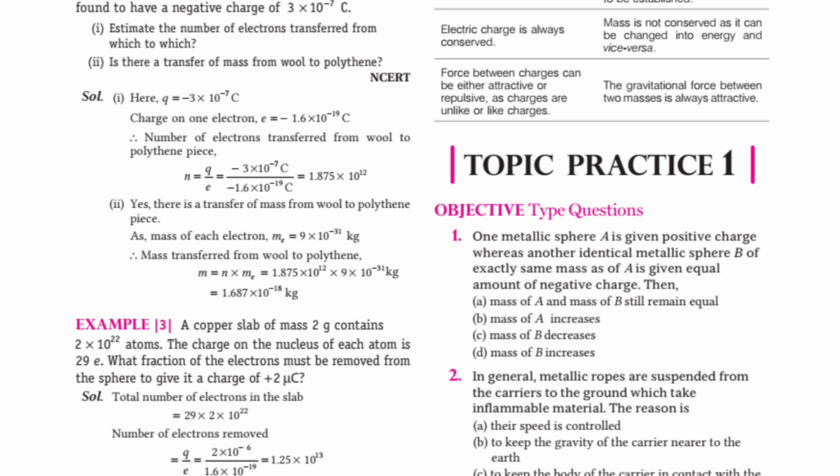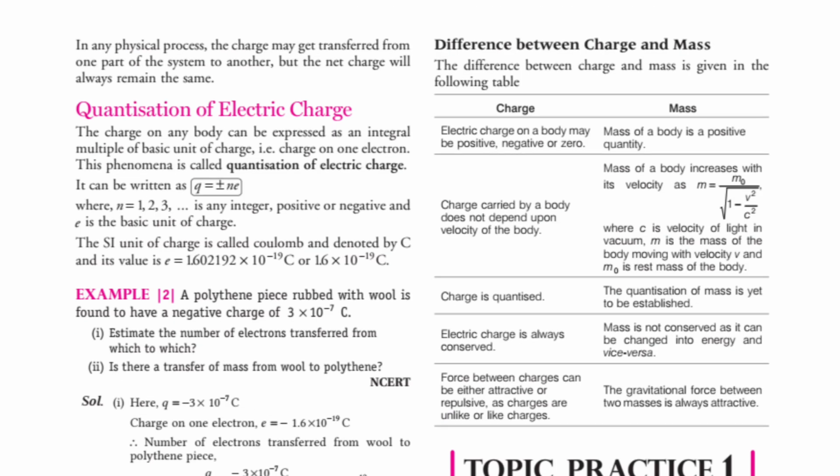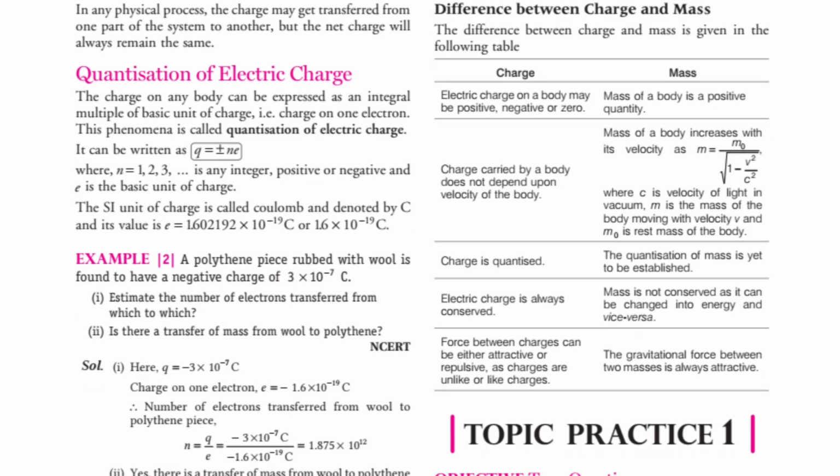Okay, so again we have the difference between charge and mass. Charge means what, positive, negative or zero, and mass means the mass of the body, which is a positive quantity. Again, the charge carried by the body does not depend upon the velocity of the body. Velocity के ऊपर charge depend नहीं रहता है. जो भी velocity रहेगा हमारा, उसके ऊपर charge based नहीं होता.